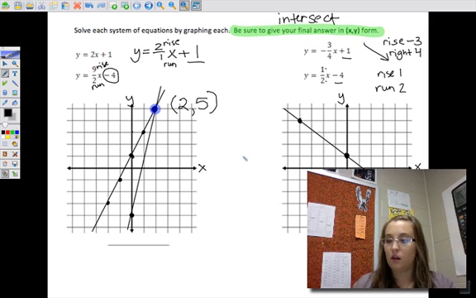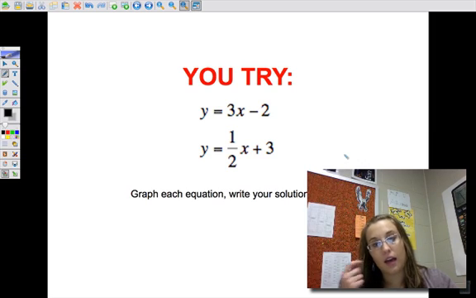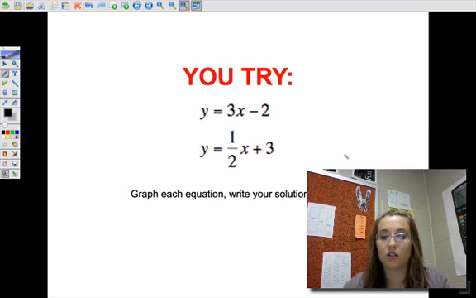Okay? So, I'm going to give you one to try here. y equals 3x minus 2, y equals 1/2 x plus 3. Once you've got them graphed and you think they're correct, write your solution as x comma y, the point of intersection, and show me, and then I will let you do your retake.